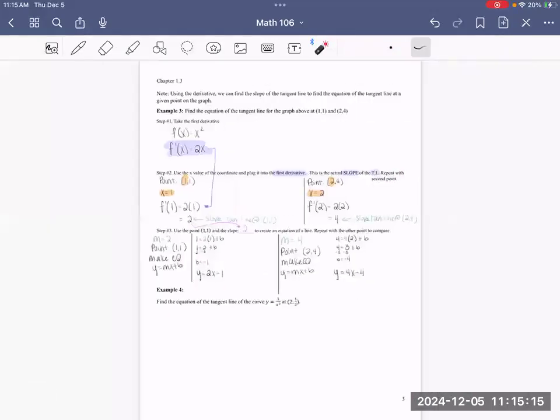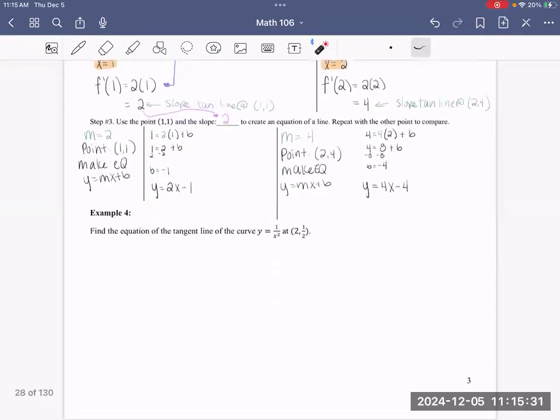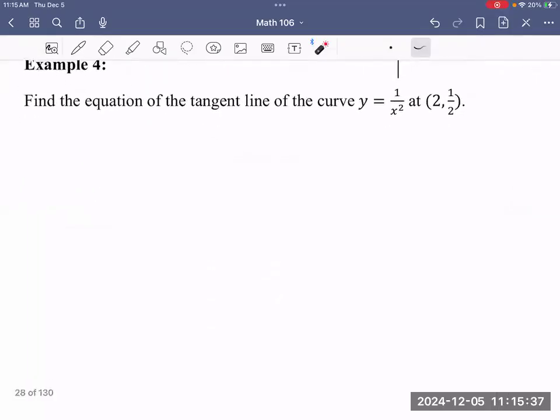So to recap, take your first derivative. Step 2, plug in your point, your x coordinate, into your first derivative to get the slope. Step 3, use that slope and that point to find the equation. So let's have you try it all over again with example 4. Find the equation of the tangent line. Great. So see if you can pause the video.